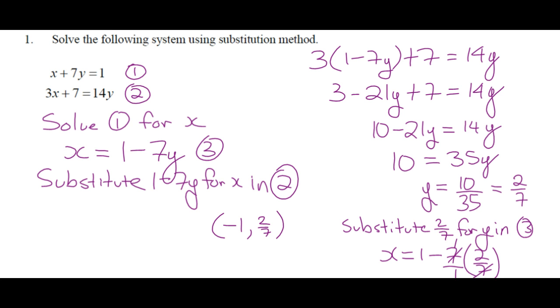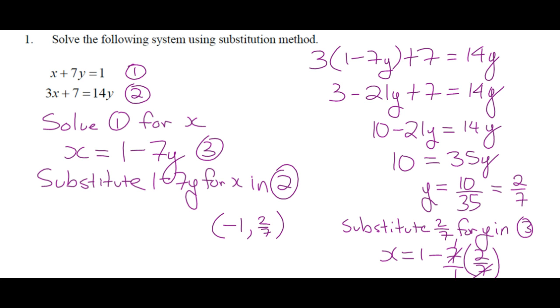And I would say to you, you have a solution to a system, but it is not the system because you made a mistake. But if we take this and go back to the original, negative 1 plus 7 times 2 over 7 is negative 1 plus 2 is 1. You can do it on your calculator as well. 3x, so negative 3 plus 7 is positive 4. 14 times 2 over 7, 7 goes into 14 twice, 2 times 2 is 4, right? It works.